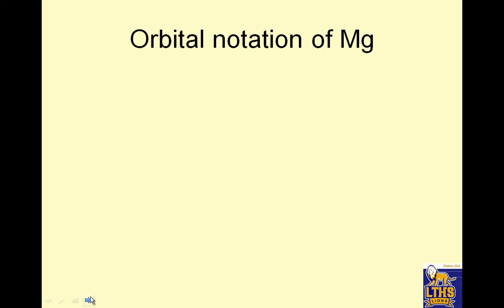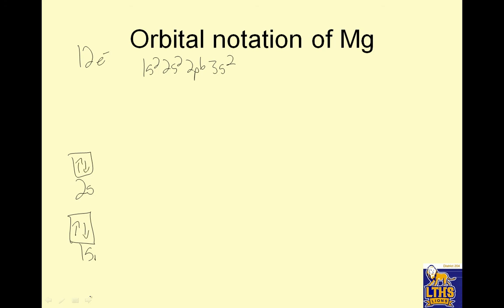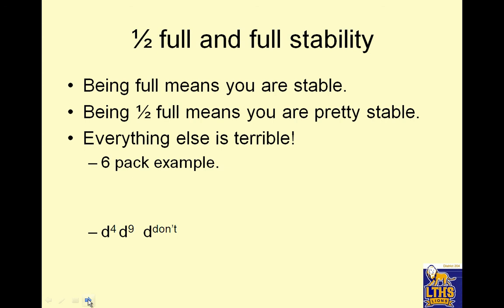Orbital notation of magnesium. Magnesium has 12 electrons. So if I write out its electron configuration first, 1s2, 2s2, 2p6, 3s2, which hopefully you're getting better at, then 1s, 2s, 2p. Now notice, I start at the lowest level, and I keep going up. If it's 2p6, I fill it as up, up, up, thank you, Hund, down, down, down, and then I have 3s2, 3s, and all done.